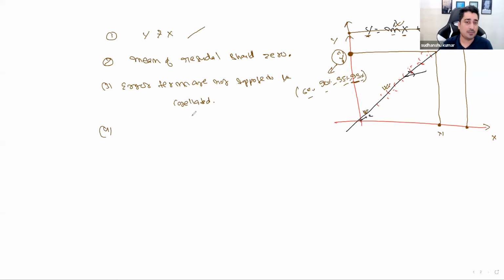So error terms are not supposed to be correlated. What is the meaning of it? Let's try to understand. But this is the assumption. Without this, you are not supposed to build any linear regression equations at all. Now here, another term: the independent variable x is uncorrelated with the residual term. So x and residuals are supposed to be uncorrelated.